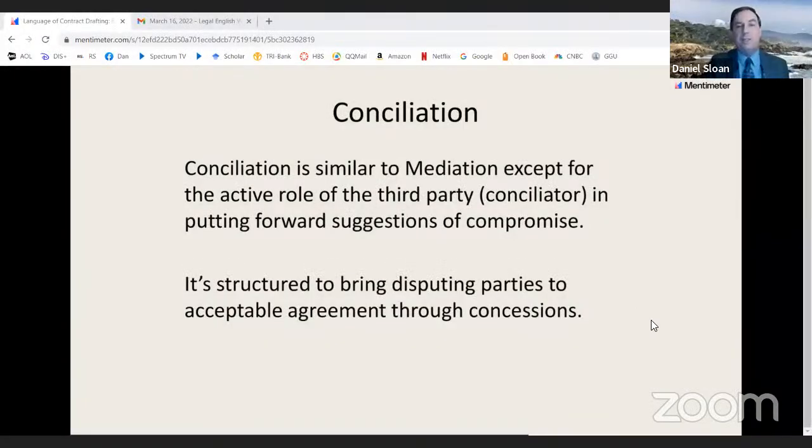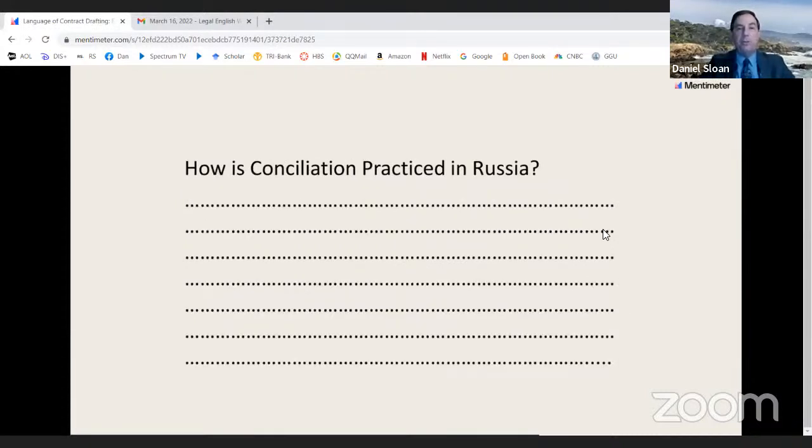So conciliation is similar to mediation, except for the active role of the third party, the conciliator, in putting forward suggestions of compromise. It's structured to bring disputing parties to an acceptable agreement through concessions. So rather than being as neutral, you have a conciliator situation. Do you have that kind of a situation there in Russia?